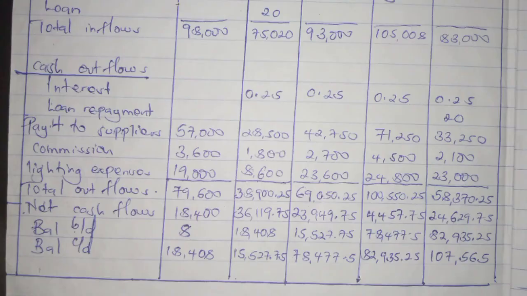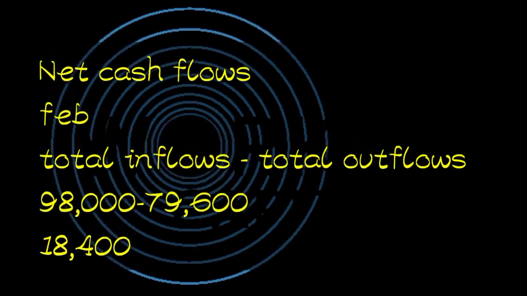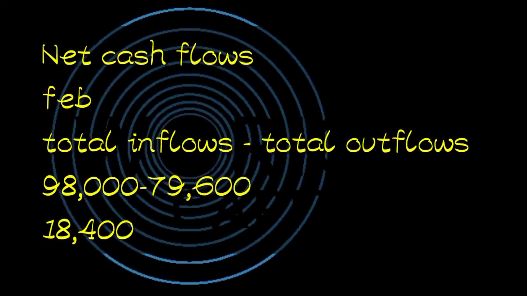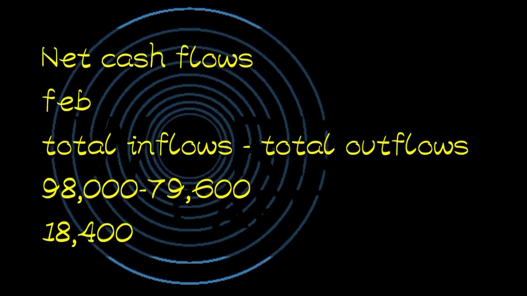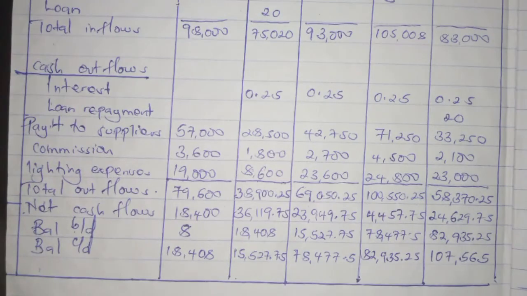Then we shall get the total outflows by adding all the outflows for each month. After getting the total outflows, we shall get net cash flows. Net cash flows, we get them by subtracting total outflows from total inflows. So for Feb, we shall get 98,000 minus 79,600, and the net cash flows will be 18,400. Then we shall do the same thing for all the months.